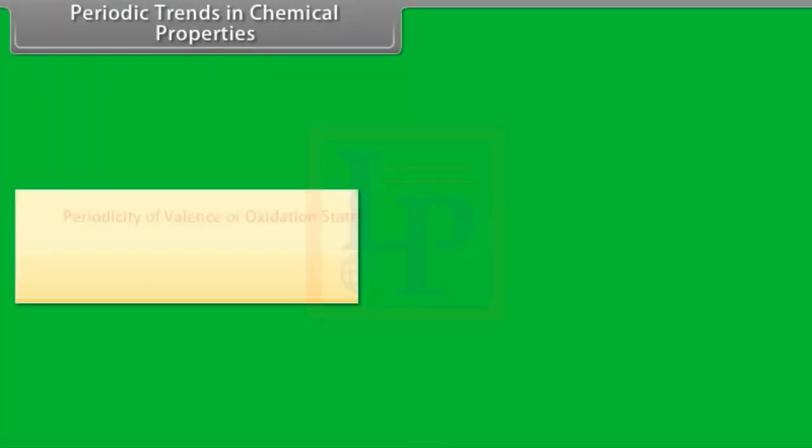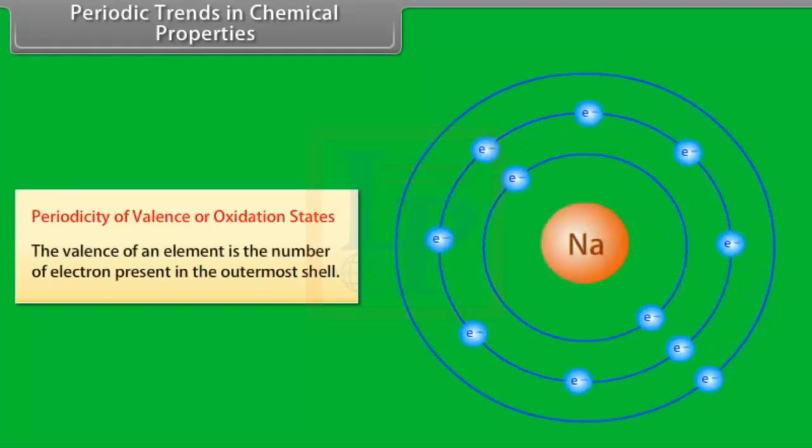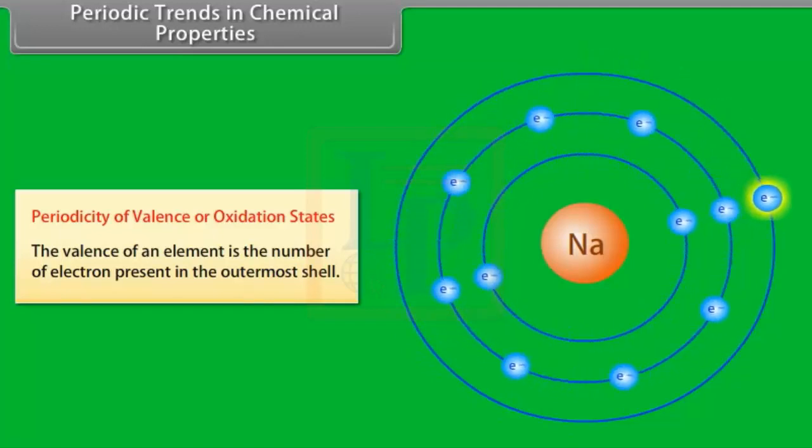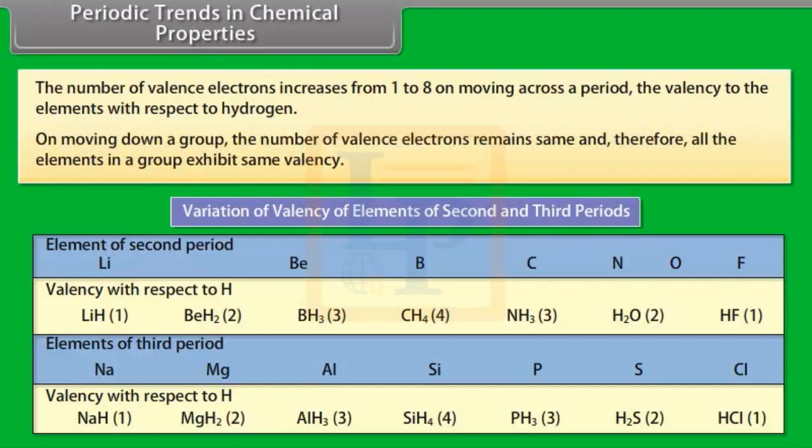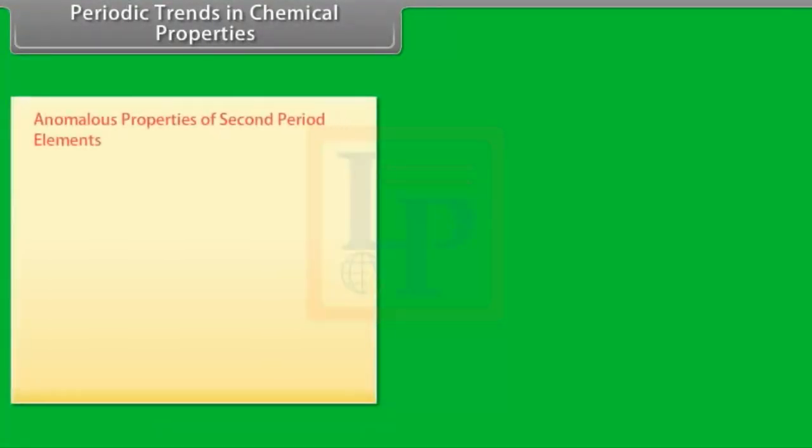Periodic trends in chemical properties. Periodicity of valency or oxidation states. The valency of an atom is the number of electrons present in the outermost shell. The number of valence electrons increases from 1 to 8 on moving across a period. The valency of the elements is also considered with respect to hydrogen. On moving down a group, the number of valence electrons remains the same and therefore all the elements in a group exhibit the same valency.